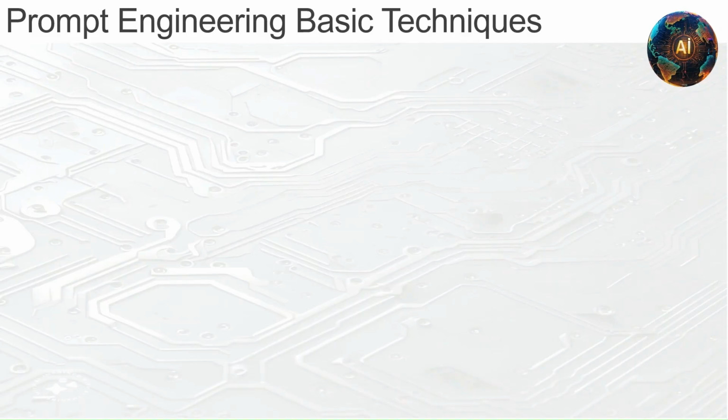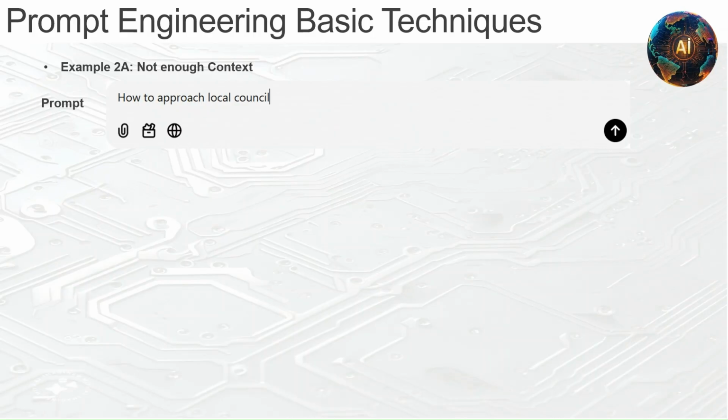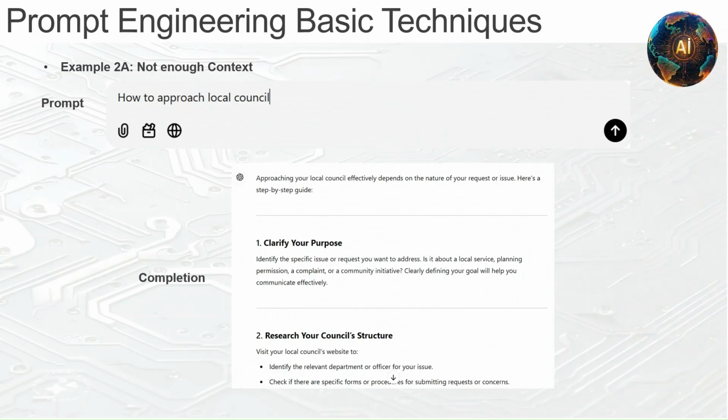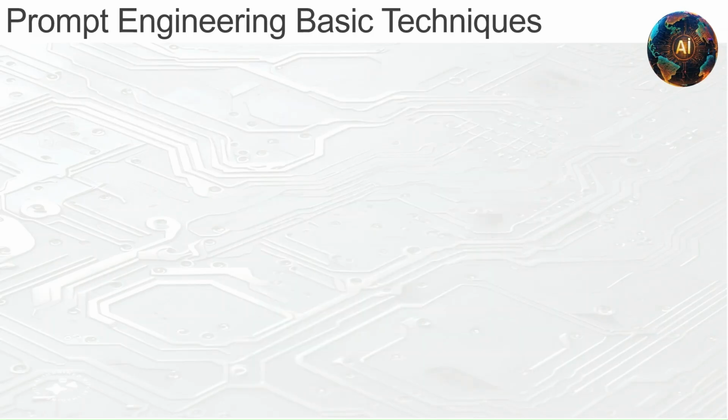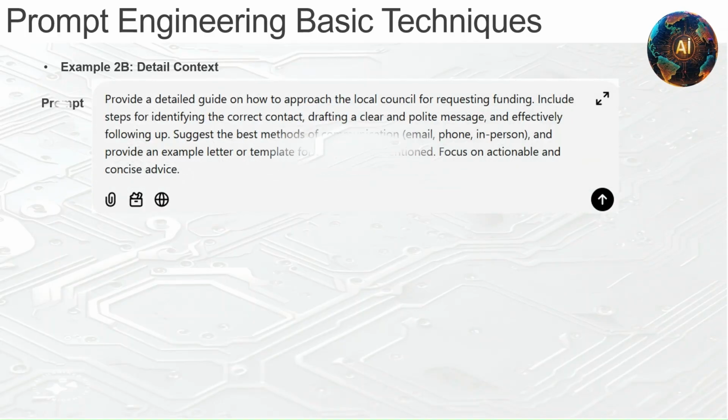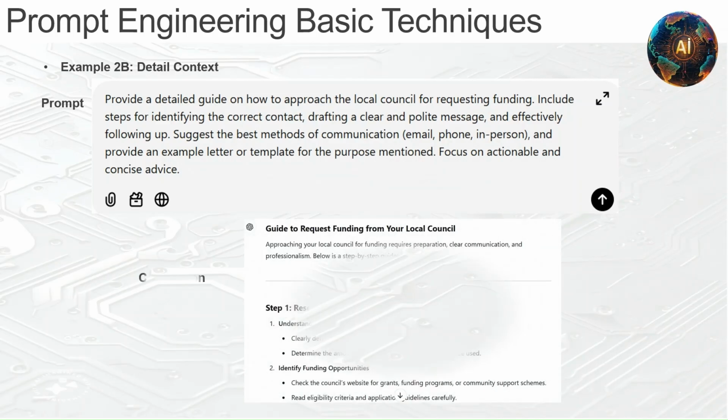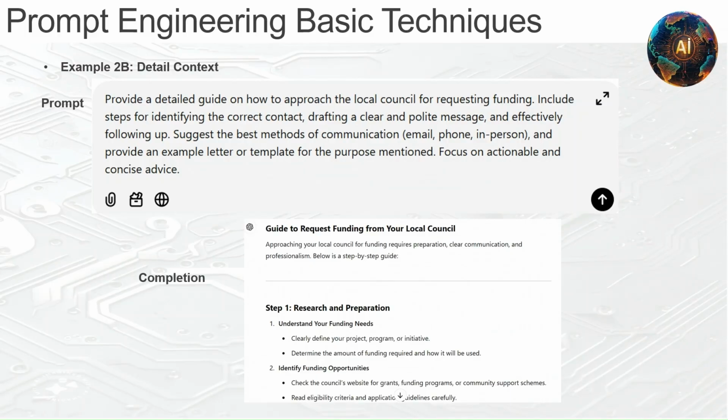Let's take another example. We ask the LLM how to approach the local council. Since we haven't provided enough details, the LLM will give a very generic response, a generic guide to go about our task. But instead, if we provide some context in terms of why we want to approach the local council and what details we want the LLM to give us, it can give us a more pointed response, specifically for requesting funding in this case. It can provide a sample letter for this request as well.